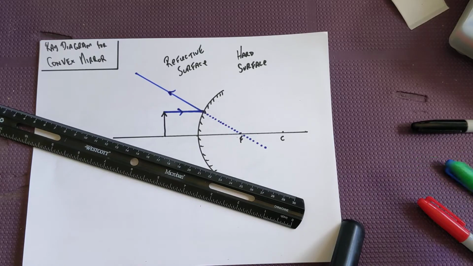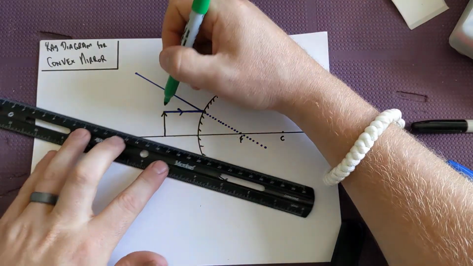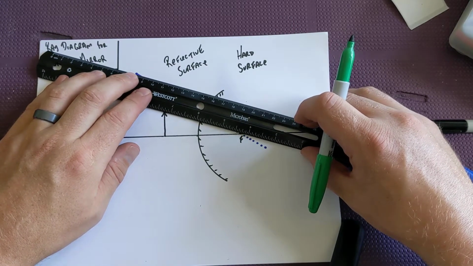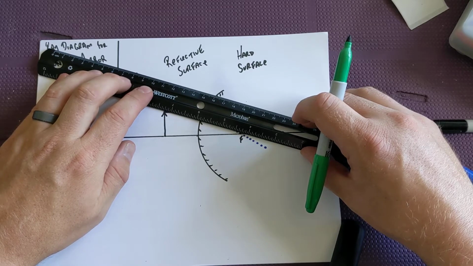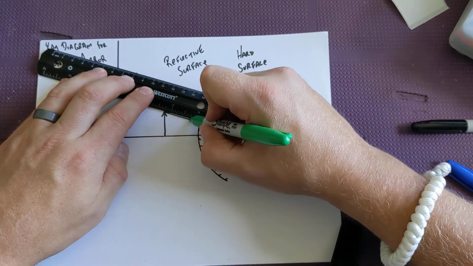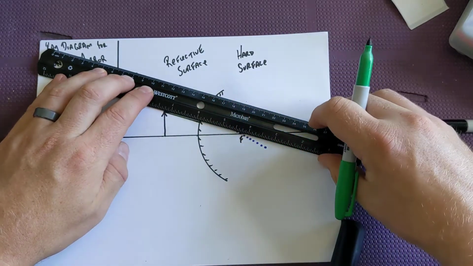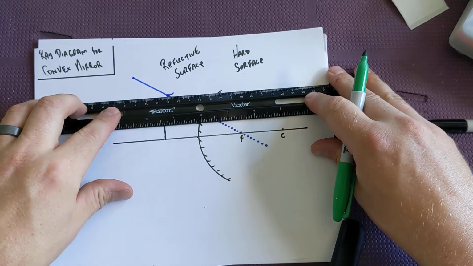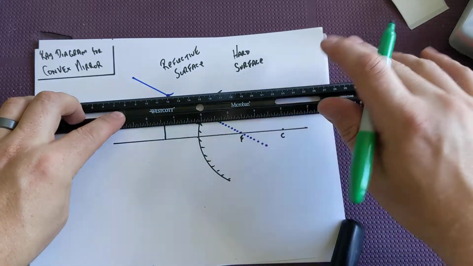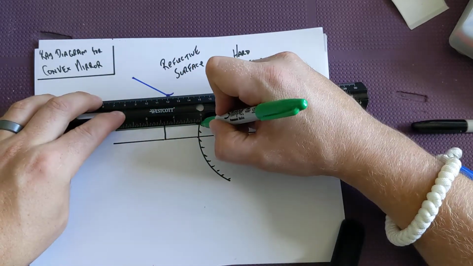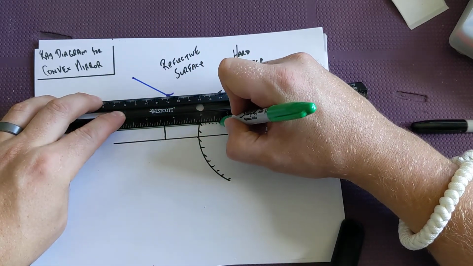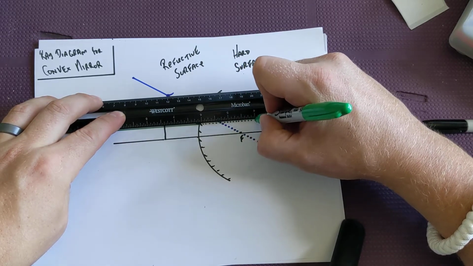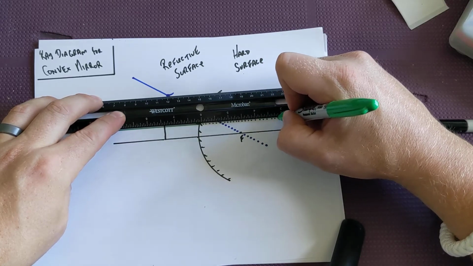Our second ray is going to come from the top of the object through the focal point. So it travels towards the mirror, hits it there, and then bounces off of the mirror parallel to the principal axis. And then again, I'm going to draw our imaginary reflected rays.